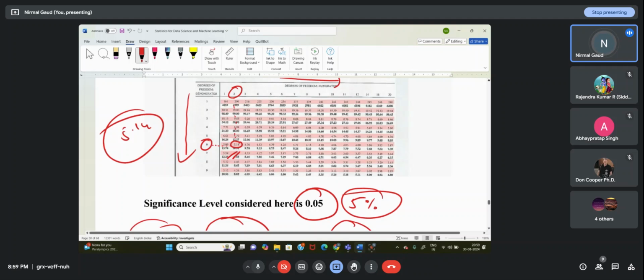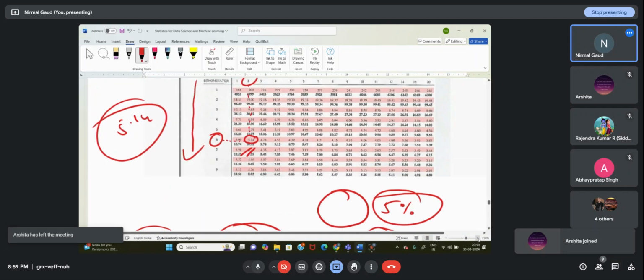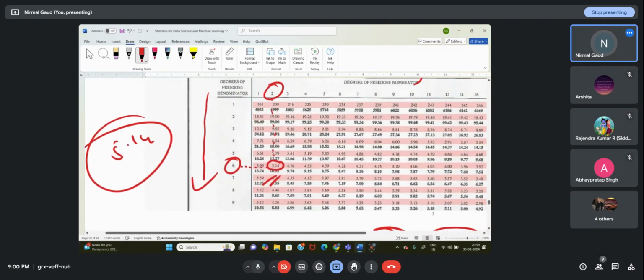Yeah, 5.14. Let me increase the size. Now you can see it is 5.14. So this is how we can find the critical value of F. And this table is already given.